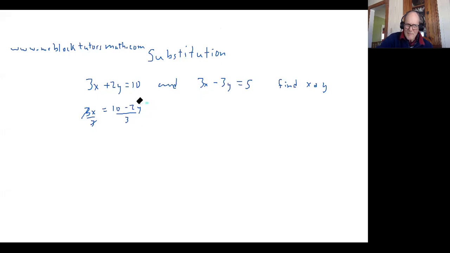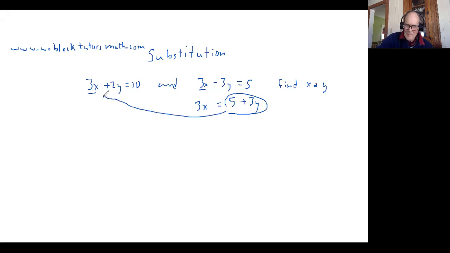Look what we could do. We could look at both of our equations right here and say, well, it looks like they both have a 3x in them. They both have a 3x. So let's take this equation right here, solve for 3x, not x, but 3x. Now then replace this 3x, or that whole 3x with 5 plus 3y. So replace the whole 3x with 5 plus 3y plus 2y equals 10.